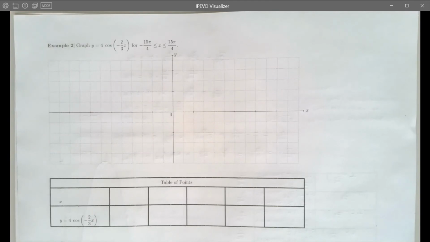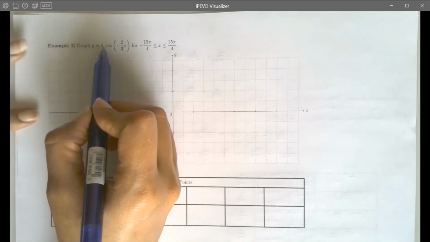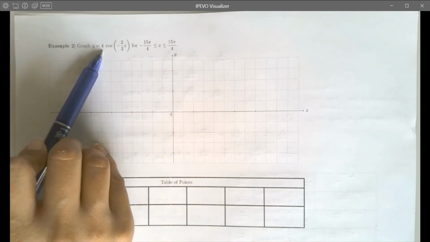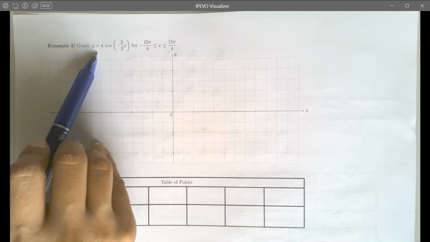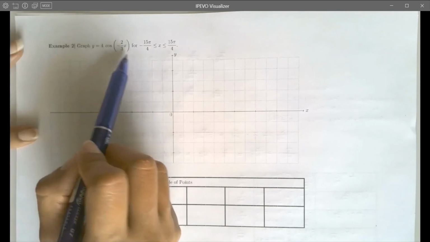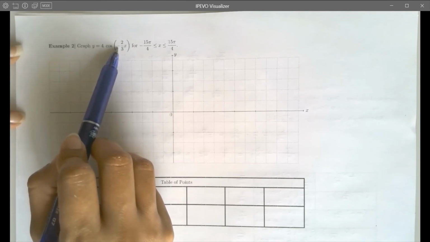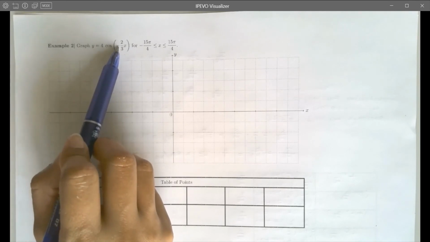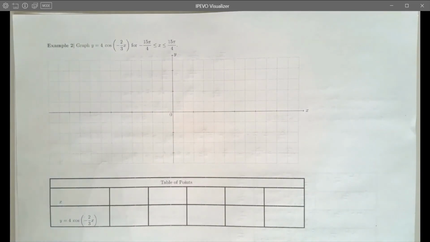Alright, example number 2 is a bit interesting because we see again a change in the amplitude. We still have a coefficient of 4 cosine, so we can be expecting an amplitude of 4 without any reflection. But now if we take a look at the coefficient of x, which determines the period, we see that negative coefficient. So we want to, again, not deal with negative coefficients of x. That's something that we briefly discussed last week.